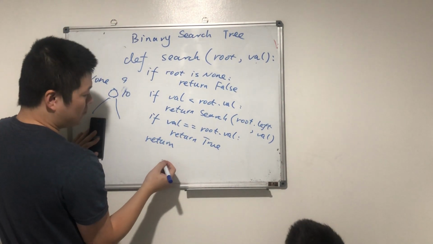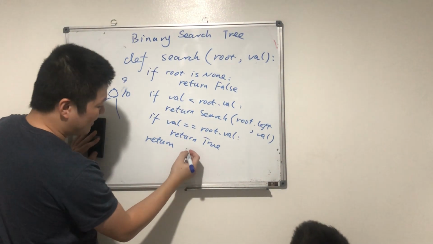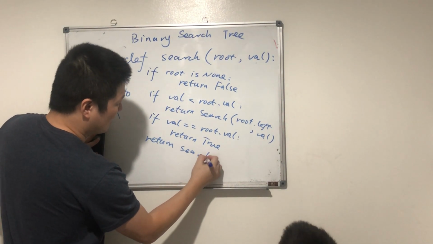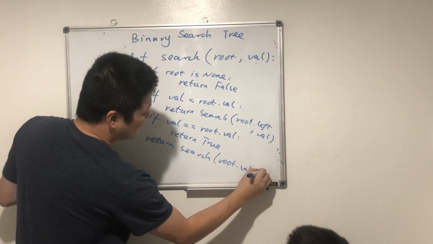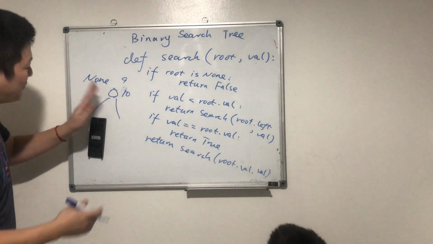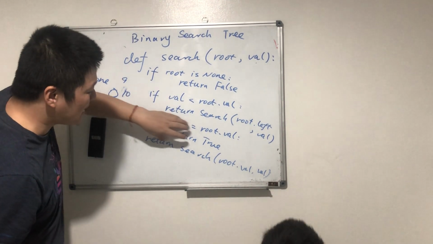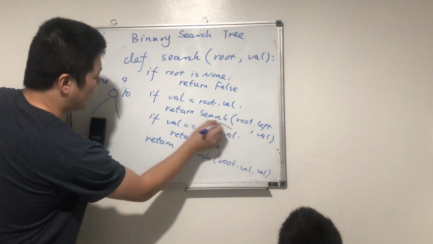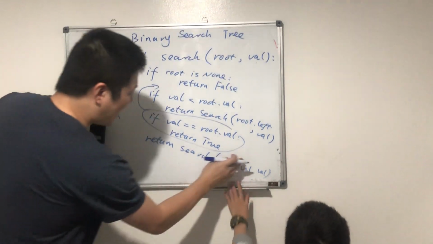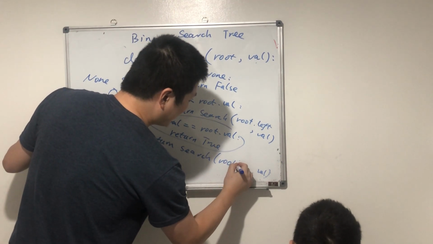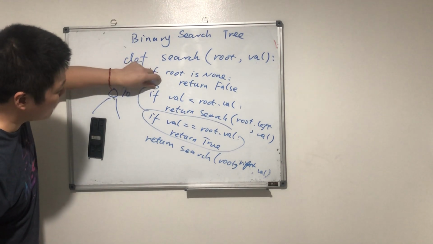False. No, we're talking about left smaller, then root.right with the value. We're done, you see? So in this case, when it's smaller, we search the left tree. When it's equal, we can move this. That's supposed to be right. Good job, my mistake. And then this can go here as well.